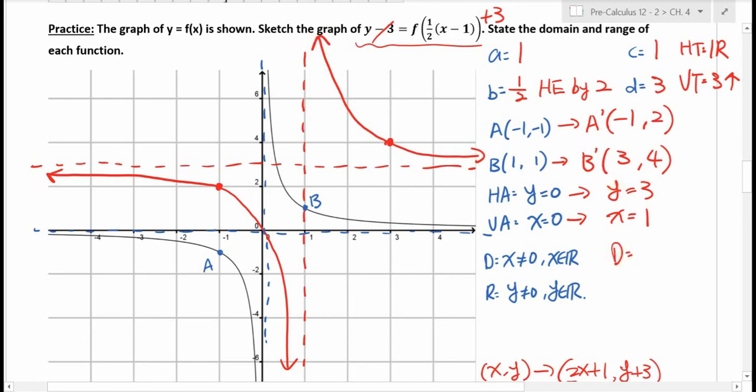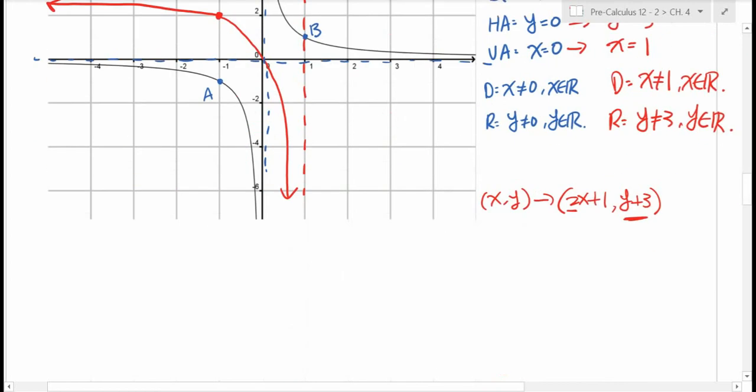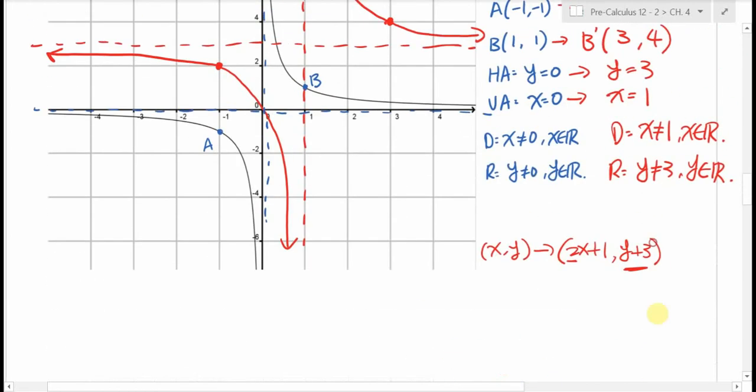So, well, then I guess we just need to restate it. It's now x can equal to 1, but it could be anything else. The range, it's going to be y can't equal 3. Again, I just took them basically from the asymptote, okay? But it could be everything else, anything else. All right. Hopefully that's what you got, okay?